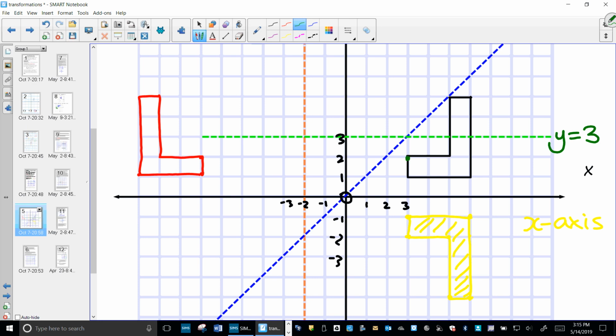So, this point here, we're measuring to the line. How far away is it? 1 square. So, it's going to be up here. This point down here is how far away? 1, 2. So we count 1, 2. I'm going to join those up because I like to join them up as I go.